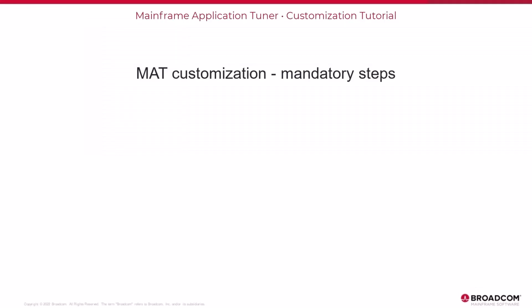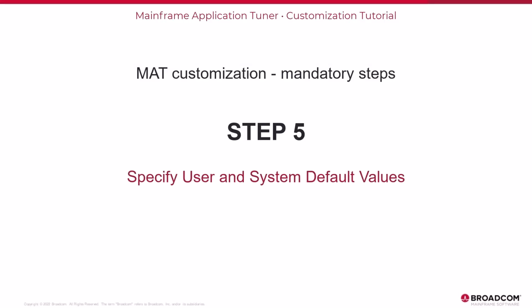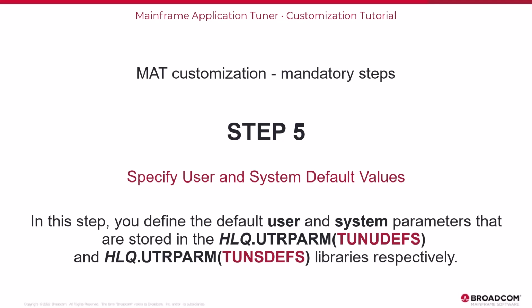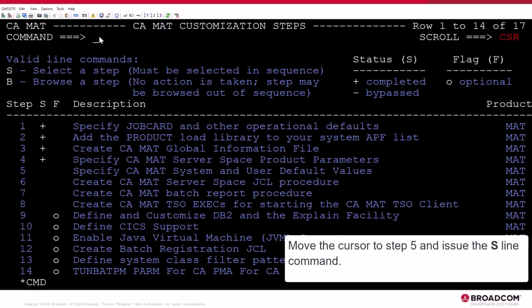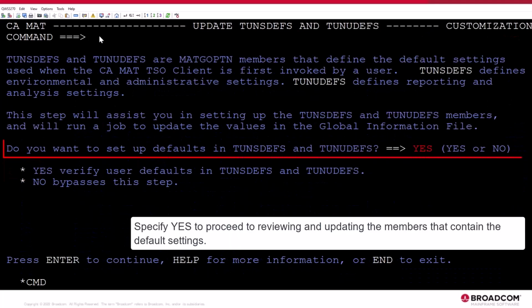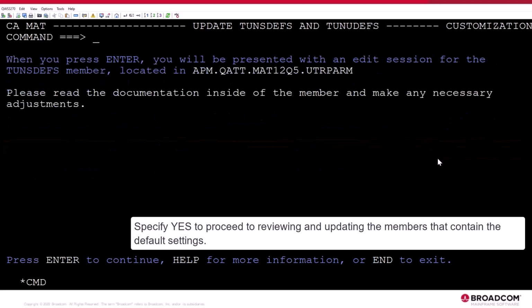Step 5. Specify user and system default values. In this step, you define the default user and system parameters that are stored in the library shown here. Move the cursor to Step 5 and issue the S-line command. Specify Yes to proceed to reviewing and updating the members that contain the default settings.